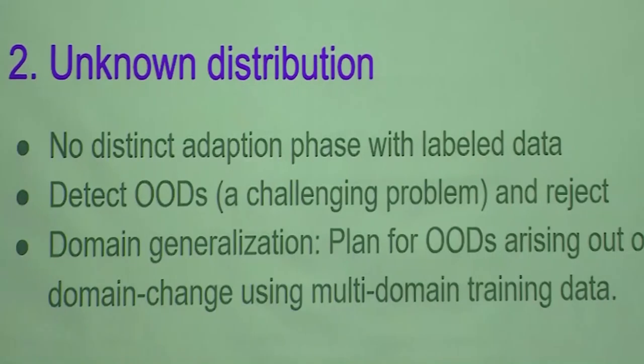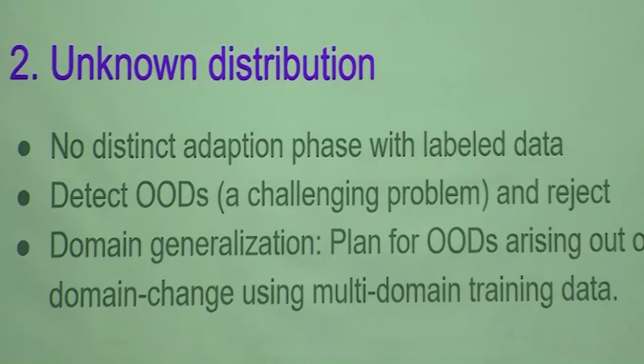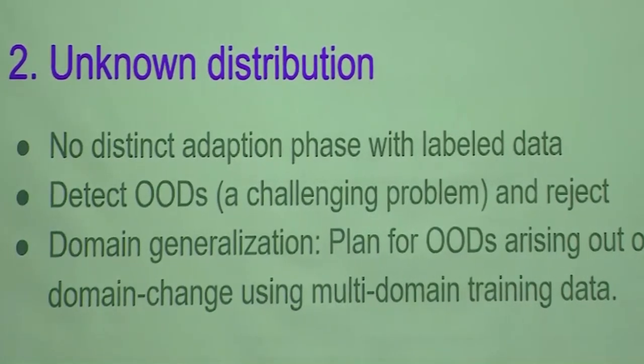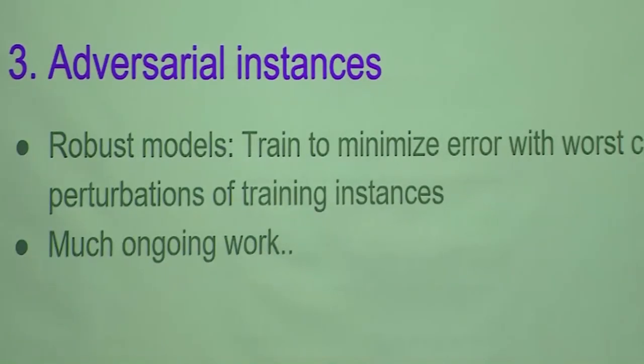For the case of unknown distributions, we do not have a distinct adaptation phase with labeled data. Detecting OODs is a challenging problem. So that is one thing you could do. You could first detect the out of distribution examples or reject them, or you could do domain generalization. And we just went over ideas for how to do domain generalization.